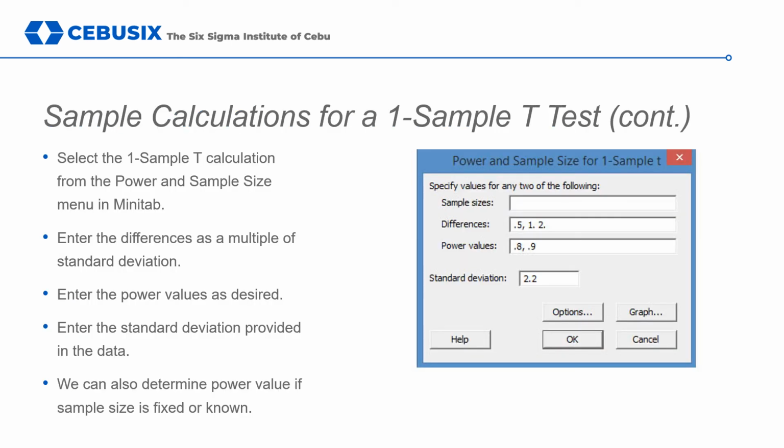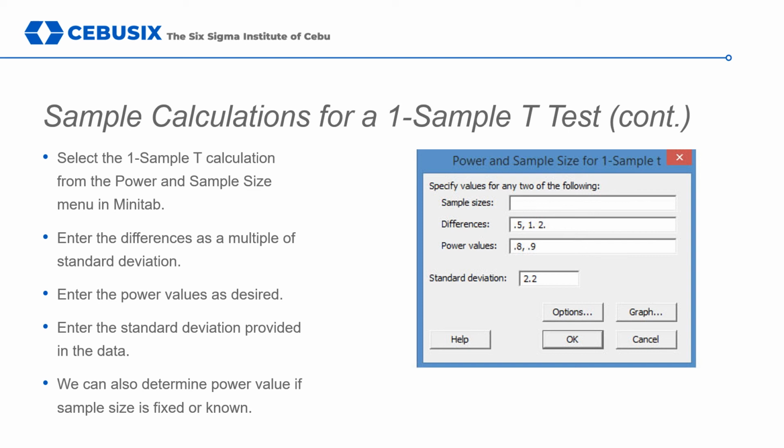As soon as you select the one sample t-test option, a dialog box will pop up and give you four fields. The first field is the sample size, the second is the differences, the third is the power value, and the fourth is the standard deviation. Since we need to know the sample size, we will leave that option blank. We need to fill in at least three of the four fields in order for the calculation to work.